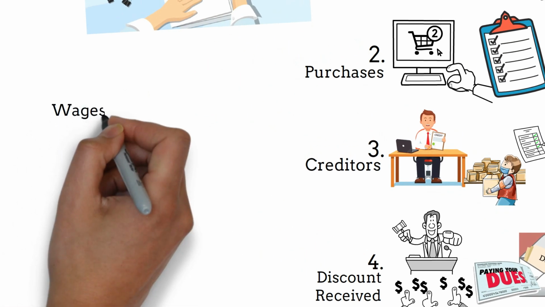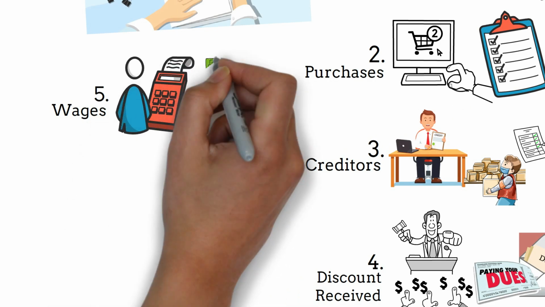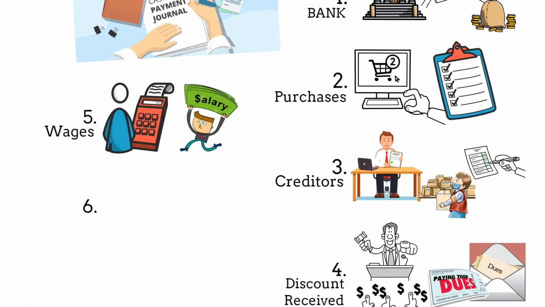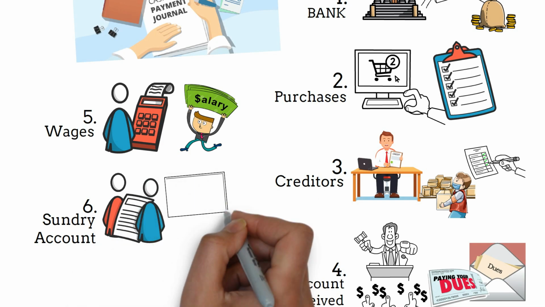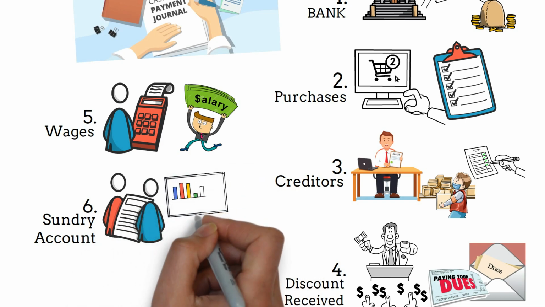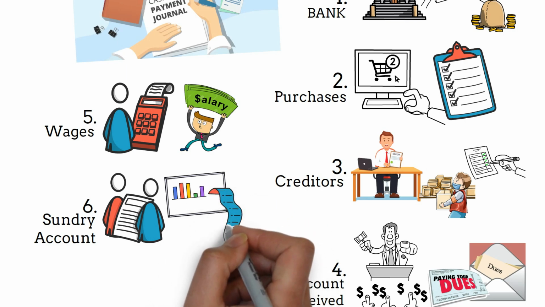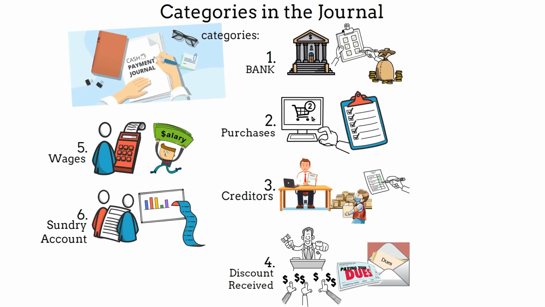Now we have wages. Any payments made to your employees would go here. This is where you record your monthly payroll. Lastly, there's the sundry account. It's the catch-all category. It goes here if your expense doesn't fit the other types. For instance, utility bills like water and electricity might find a home in the sundry account.